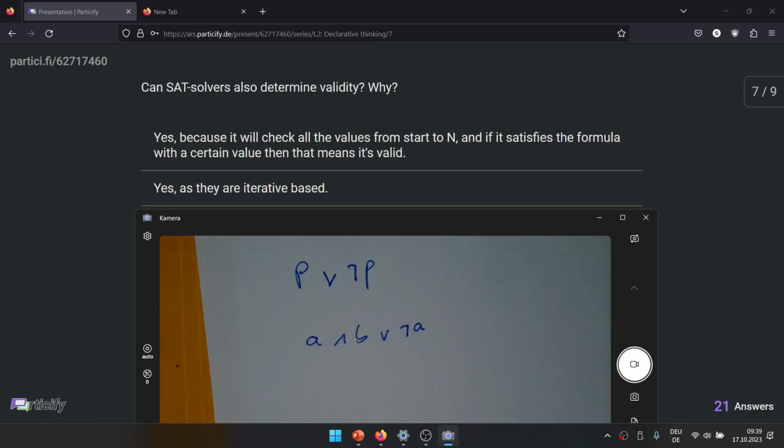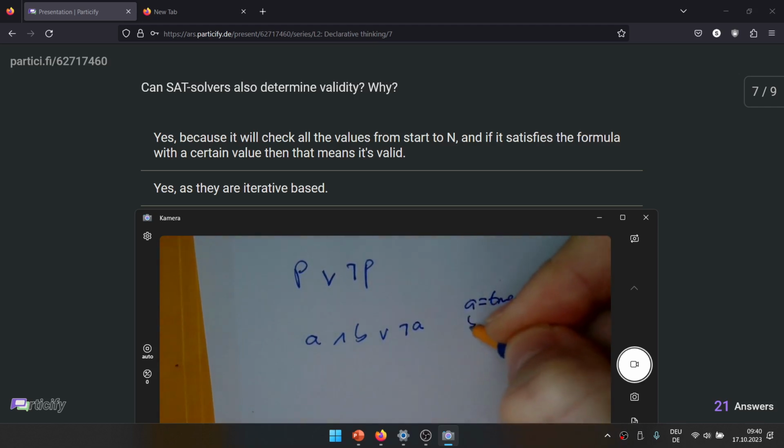All you have to do is give me one example where this whole formula evaluates to false, right? So can somebody give me one example where this formula evaluates to false? A is true and B is false. So let's set A equals true, B equals false.